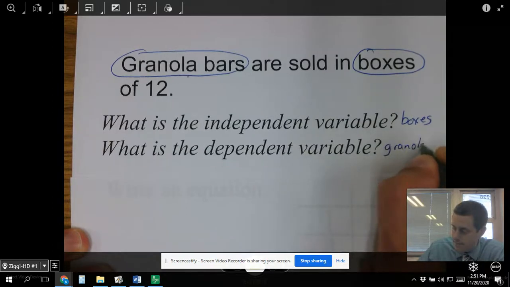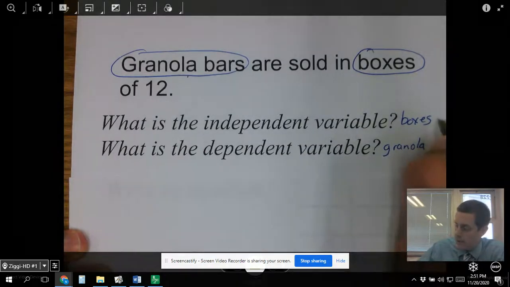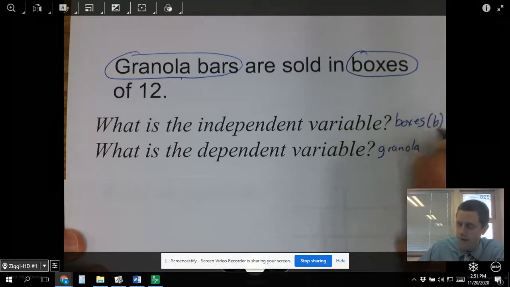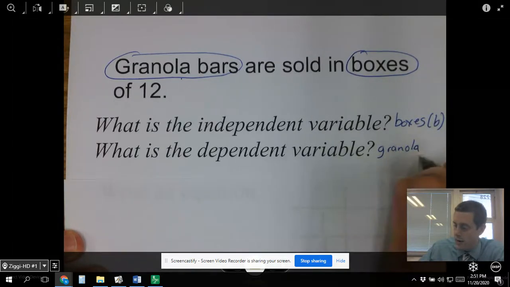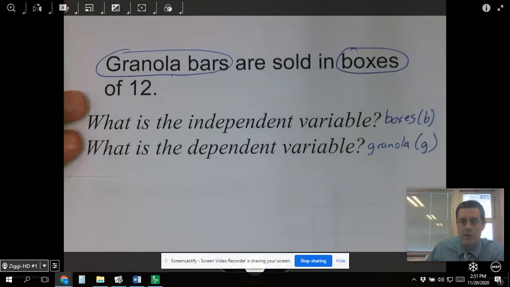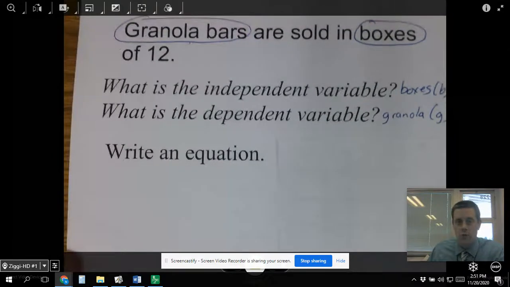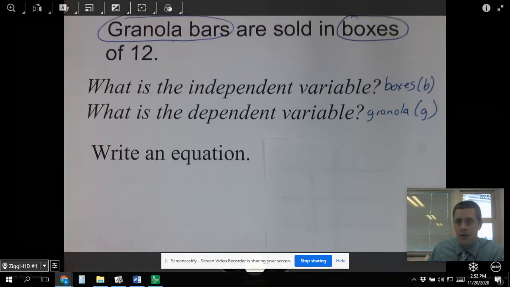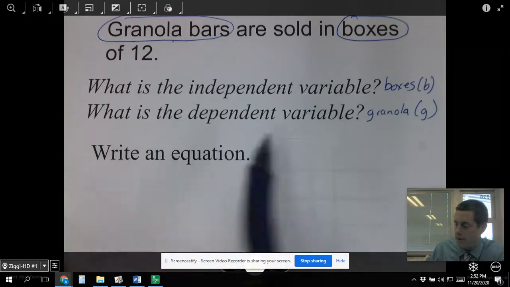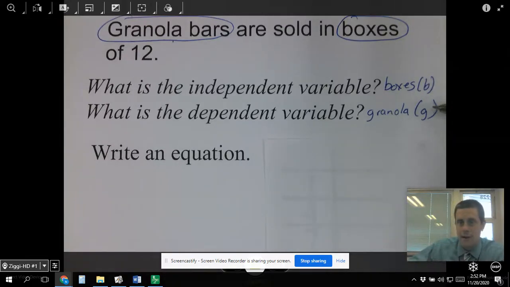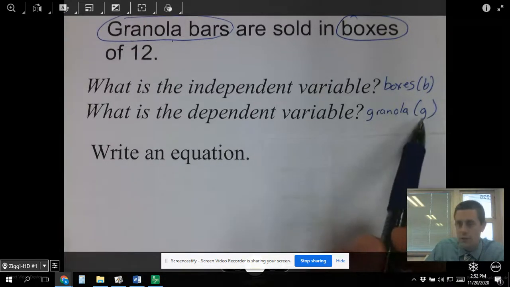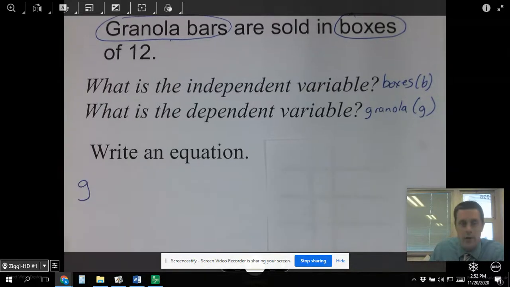Now I'm going to represent our independent variable, boxes, with the variable B and our dependent variable, the outcome, granola bars, with a G. And I want to use that information to create an equation representing the relationship here. When you're writing an equation based on the relationship between an independent and a dependent variable, the first thing you do is always take your dependent variable and start your equation with it. The dependent variable will always be all by itself on one side of the equation.